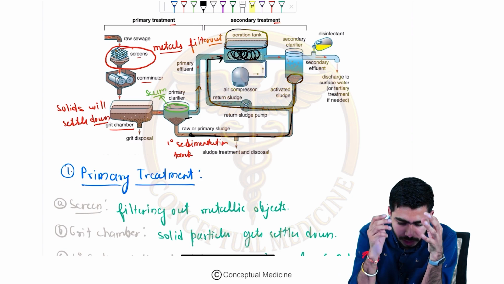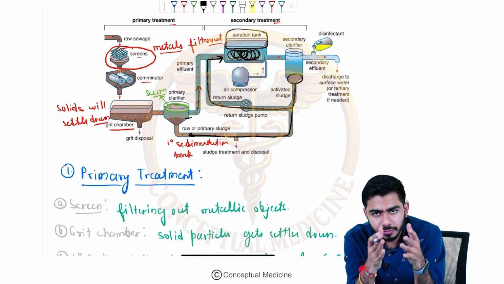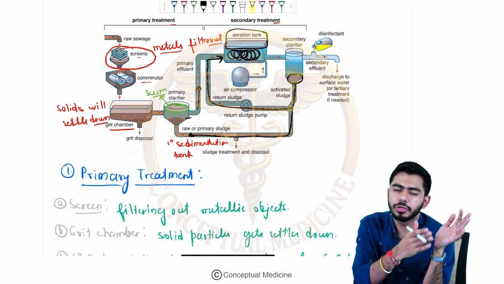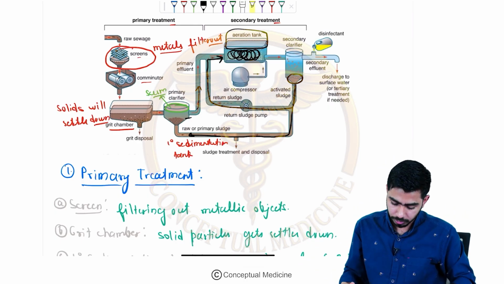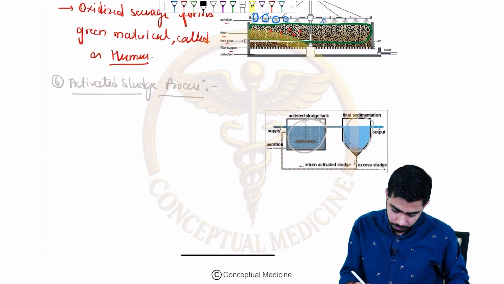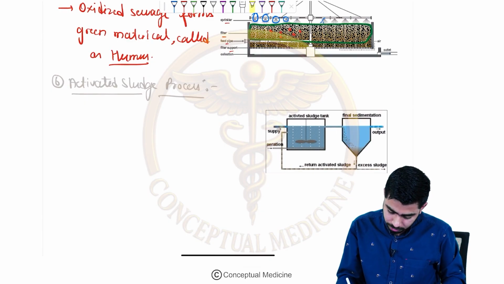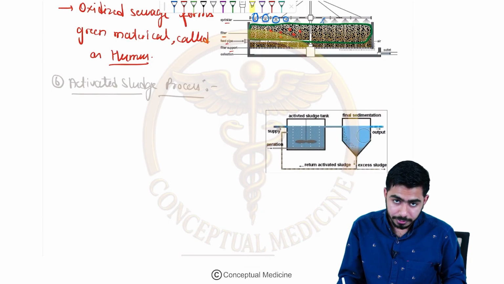Okay. Now what will happen? After that, the sewage from the primary tank will go into the secondary tank. From the secondary tank, it will go back into the primary tank. So what is happening in the activated sludge process? Look over here. In the activated sludge process, this is the aerated tank and this is the secondary tank, right?